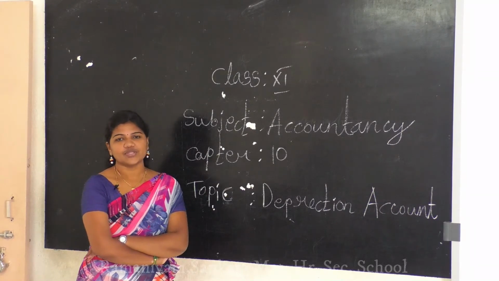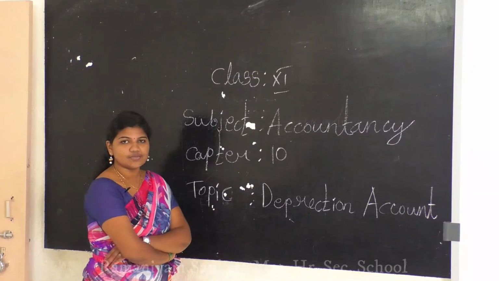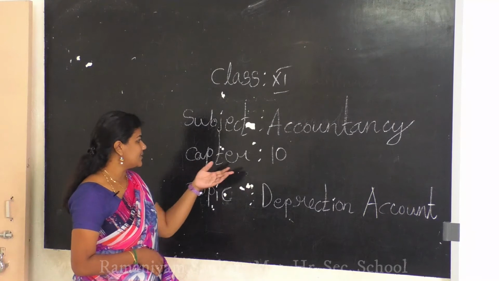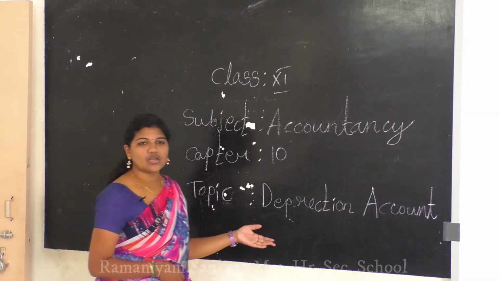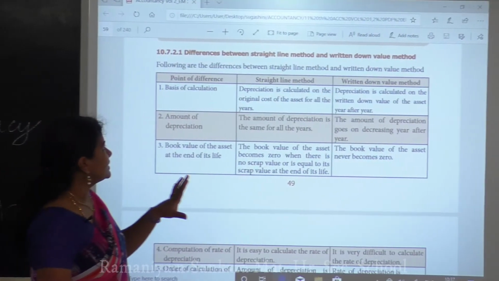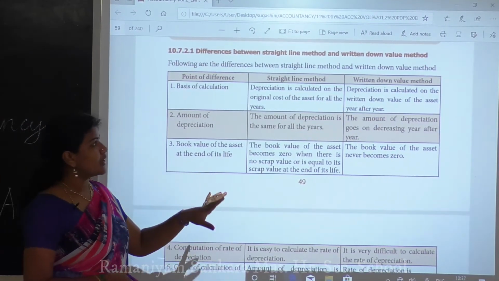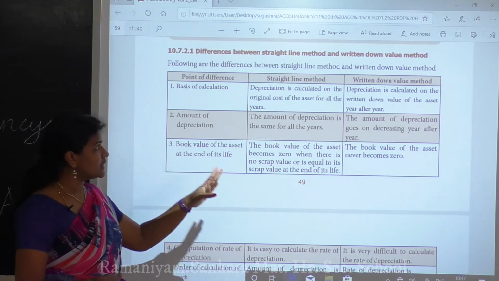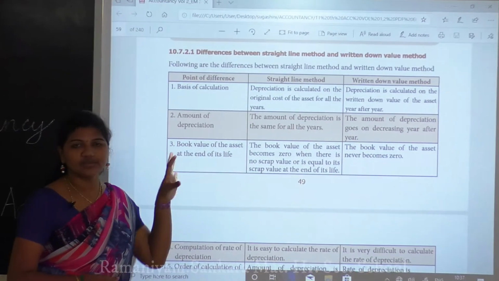Students, now we are going to see accountancy, class 11, chapter 10, topic depreciation accounts. Look at this mat board. Already we saw one method, the straight line method. Today we are going to see the difference between the straight line method and the written down value method.